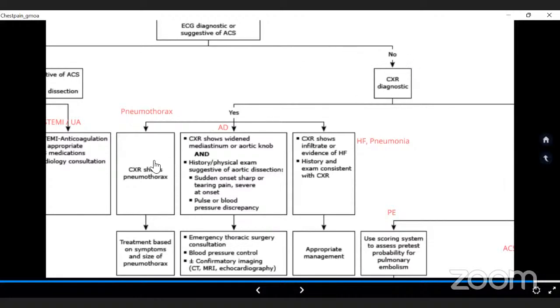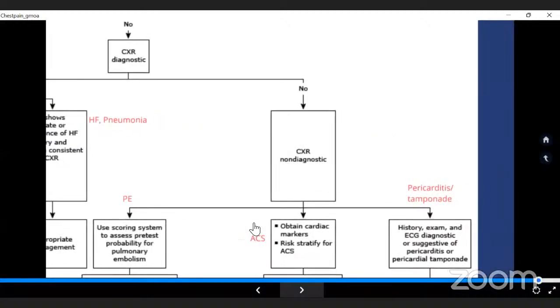Chest X-ray can identify pneumothorax. Chest X-ray can identify most of an aortic dissection. Chest X-ray can identify evidence of pneumonia or sometimes heart failure. So you have to take the necessary actions from the chest X-ray diagnostic findings. And then if the chest X-ray is also normal, and the ECG does not have evidence of acute coronary syndrome, then what are we going to do?